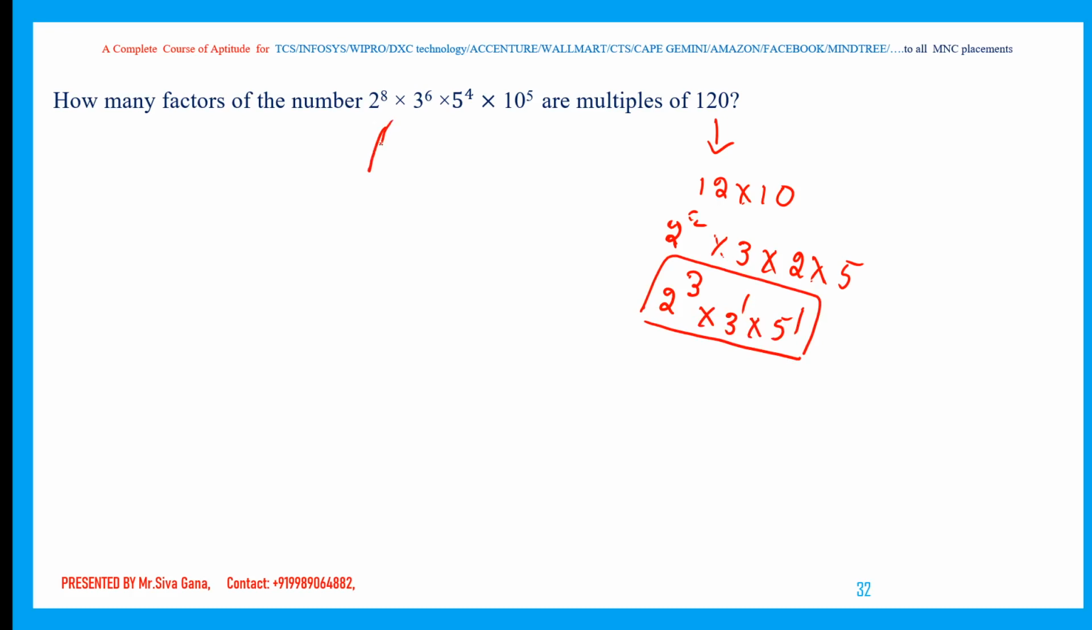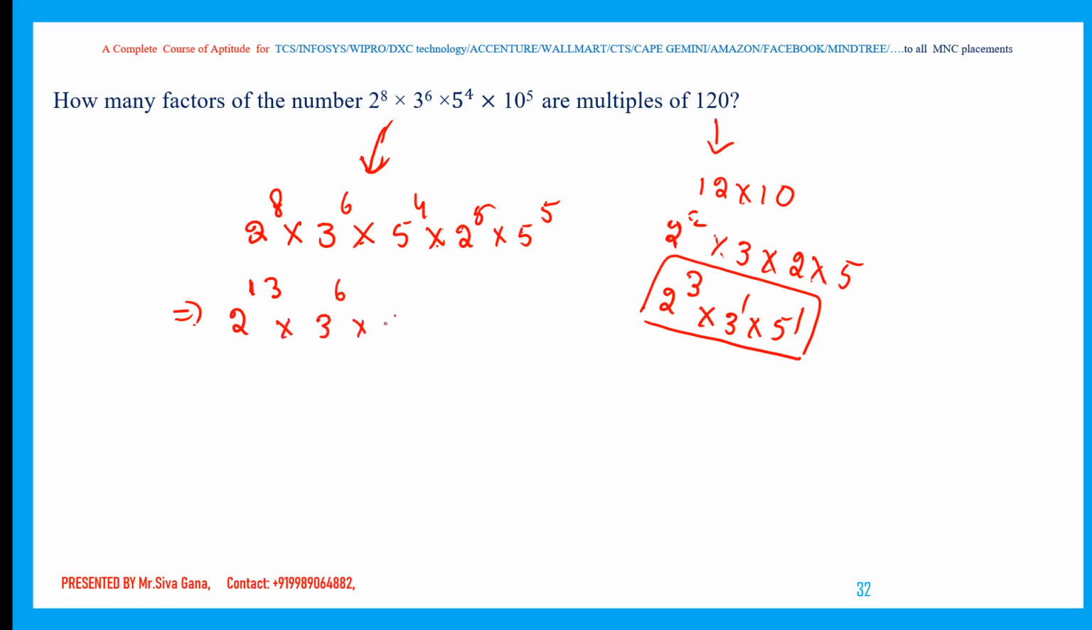Now the given number is this one. Its prime factorization is what? 2 power 8, 2 is a prime number. 3 power 6, base 3 is a prime number. 5 power 4, base 5 is a prime number. 10 power 5, 10 is not a prime number. 10 can be written as 2 into 5, which is nothing but 2 power 5 into 5 power 5. Finally, what is the number? 2 power 8 plus 5 is 13, 3 power 6, 5 power 4 plus 5 is 9. This is the given number, where 2, 3, 5 are the prime bases. So this is the prime factorization.